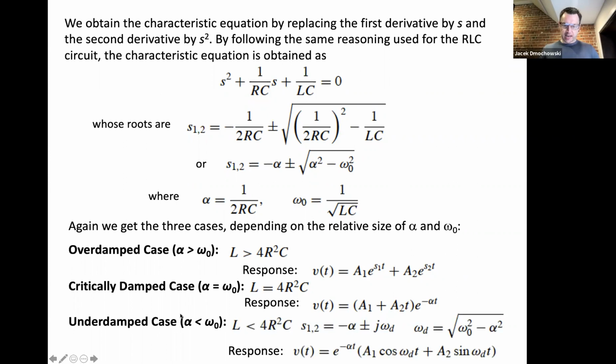And lastly, when alpha is less than omega, you get an underdamped response where we have a decaying exponential multiplied by a sinusoid. This is the same as before. The only difference is the nature of alpha. Before it was R over 2L, now it's 1 over 2RC. That's it. Everything else stays the same.